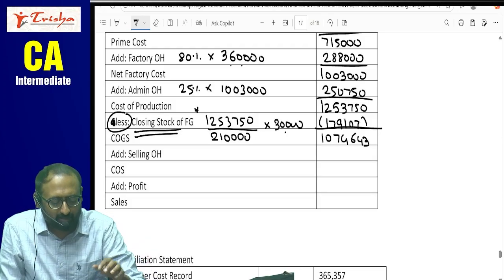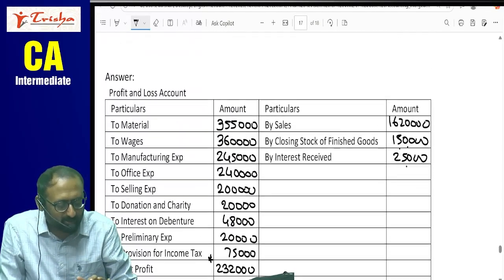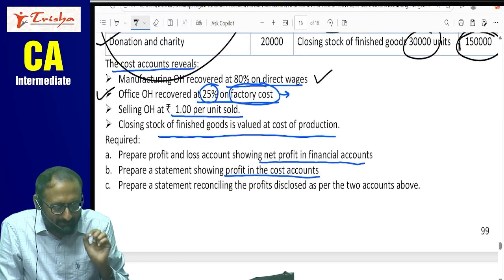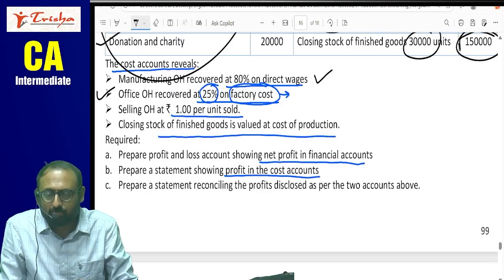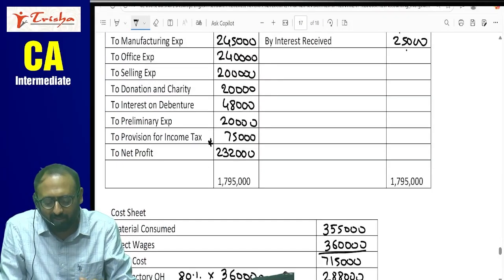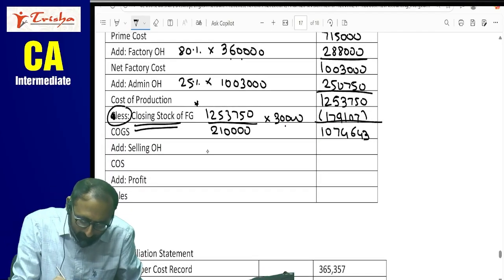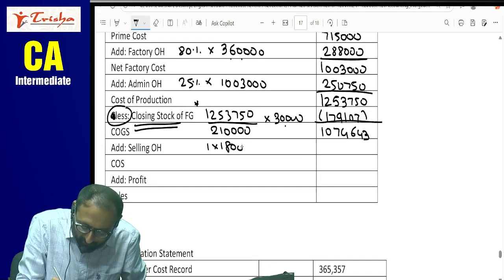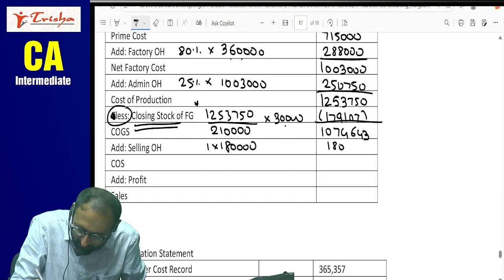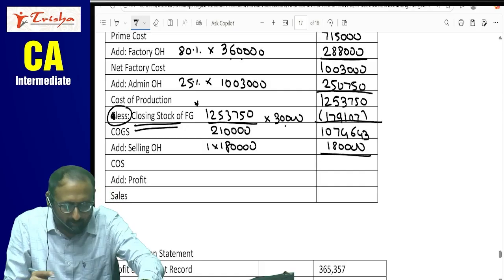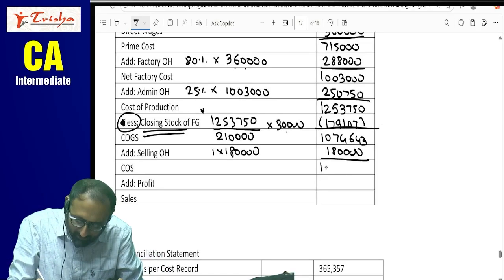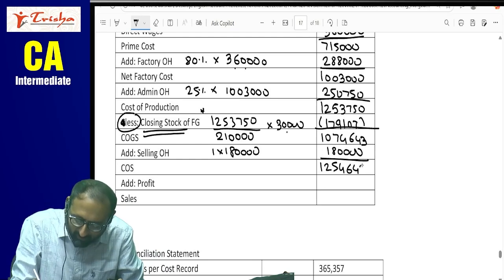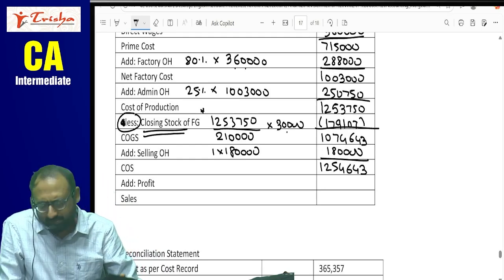Add selling overhead. Check what is the absorption rate of that selling overhead. Absorption rate of selling overhead is 1 rupee per unit sold. So sales quantity is 1,80,000, 1 rupee multiplied by 1,80,000. Your answer comes to 1,80,000 only. Then cost of sales comes to 12,54,643. Correct, sir?